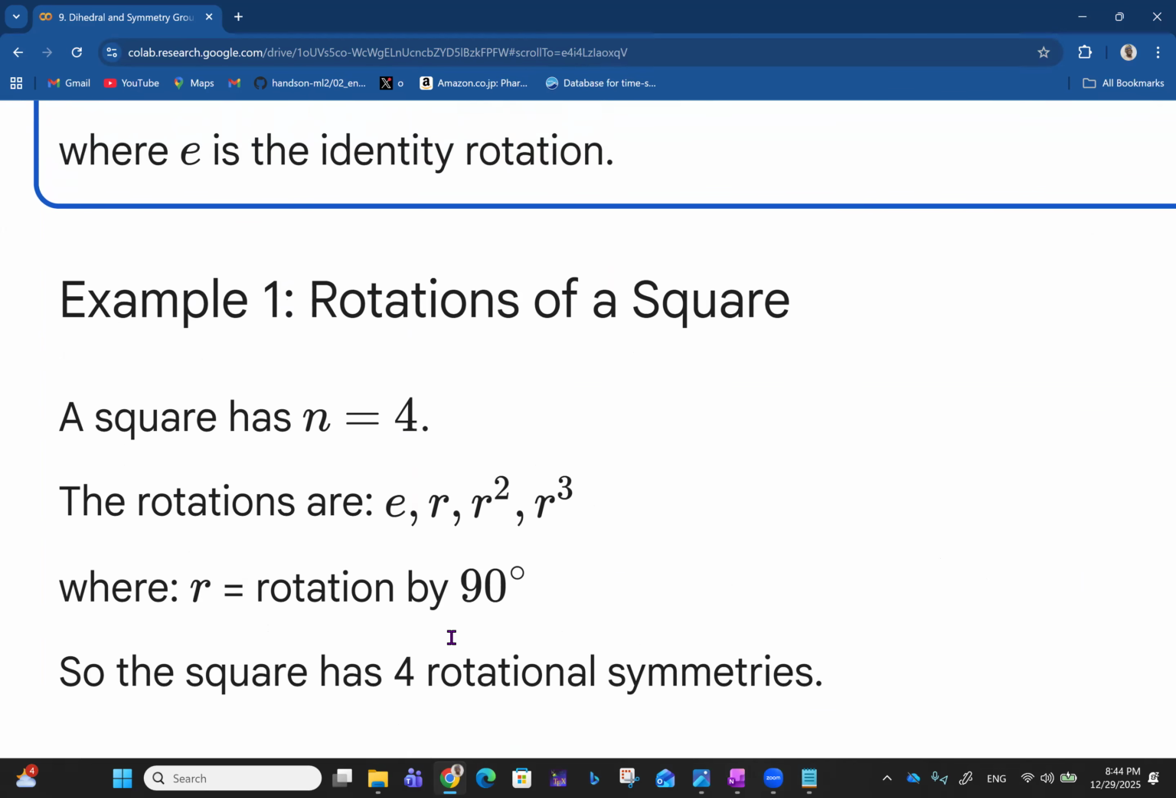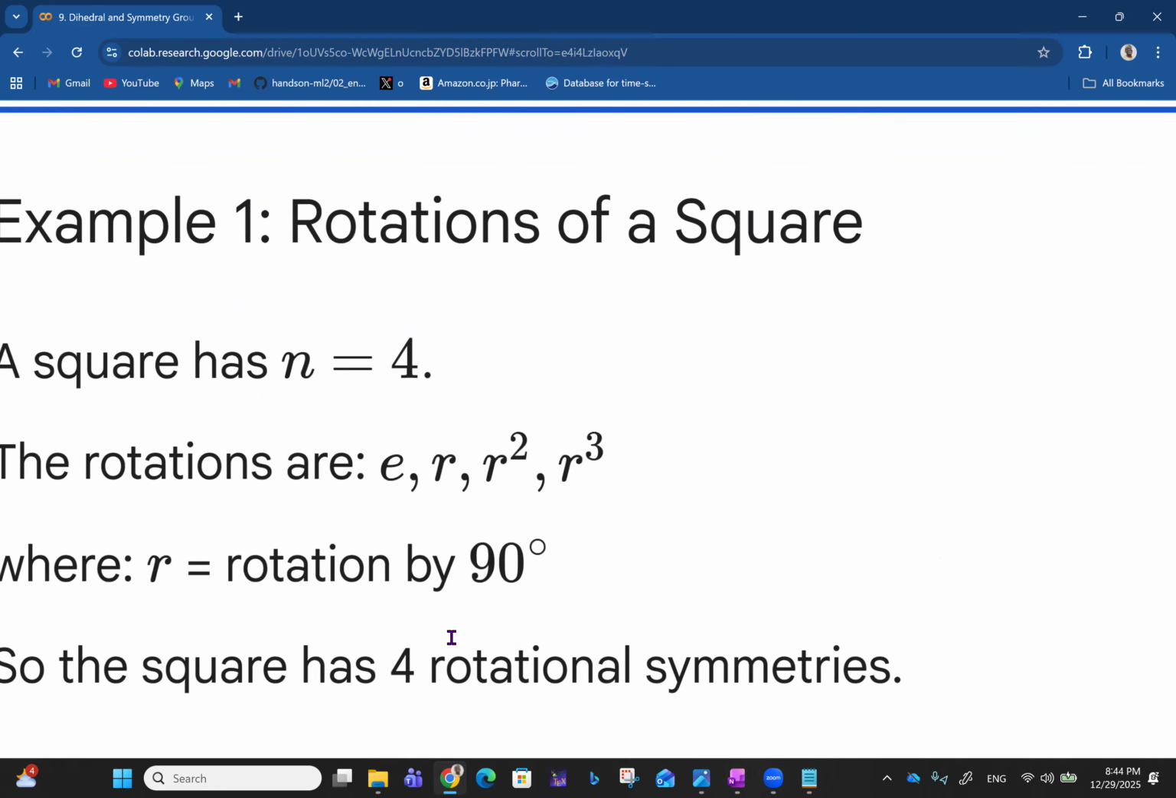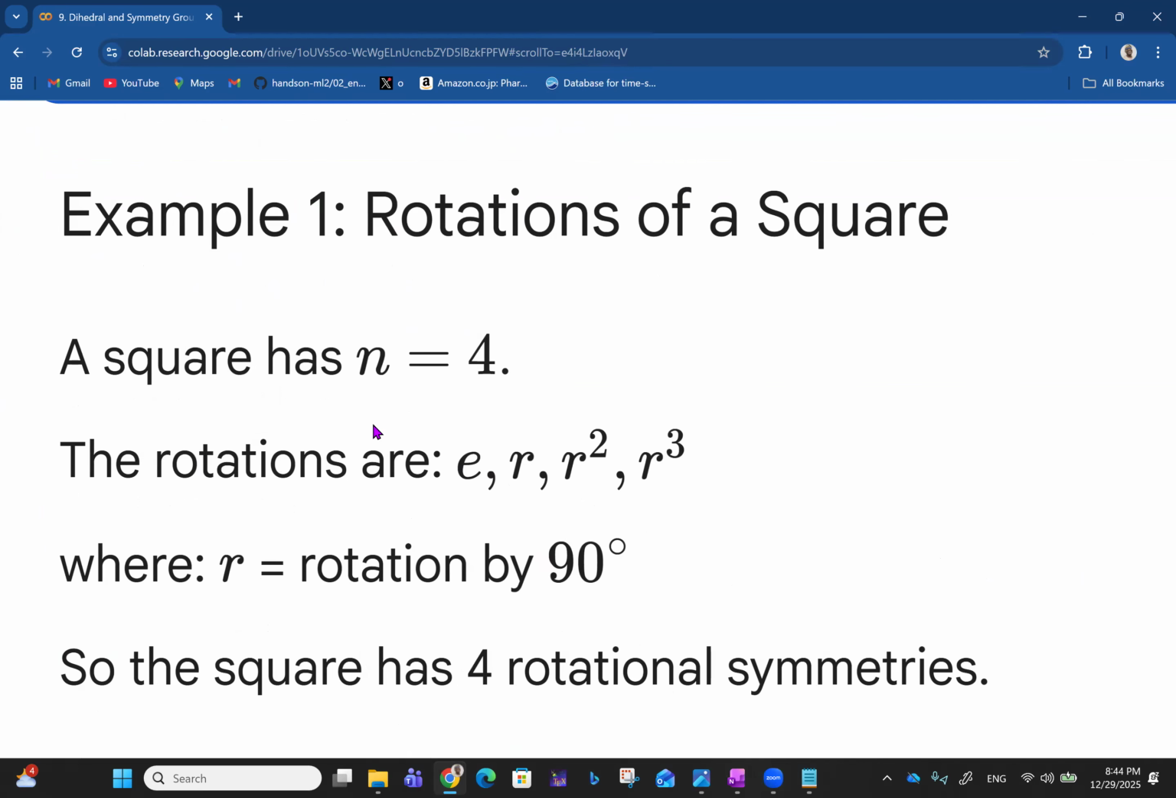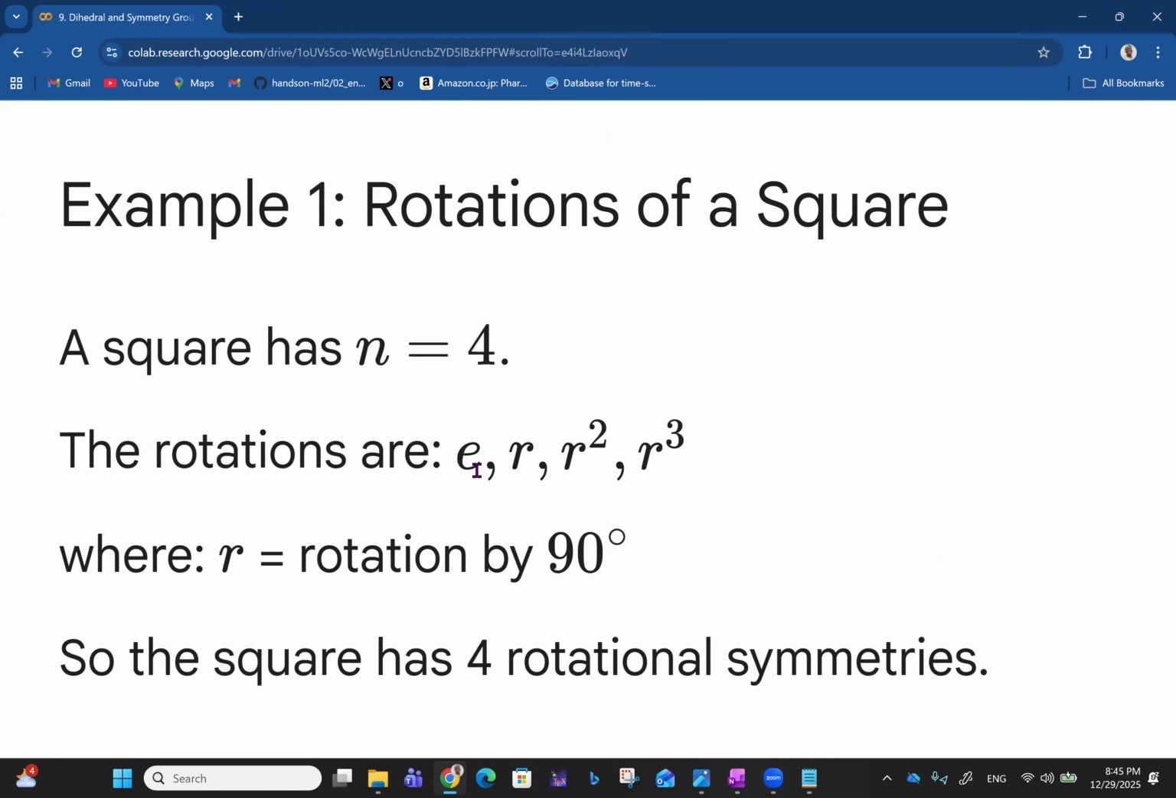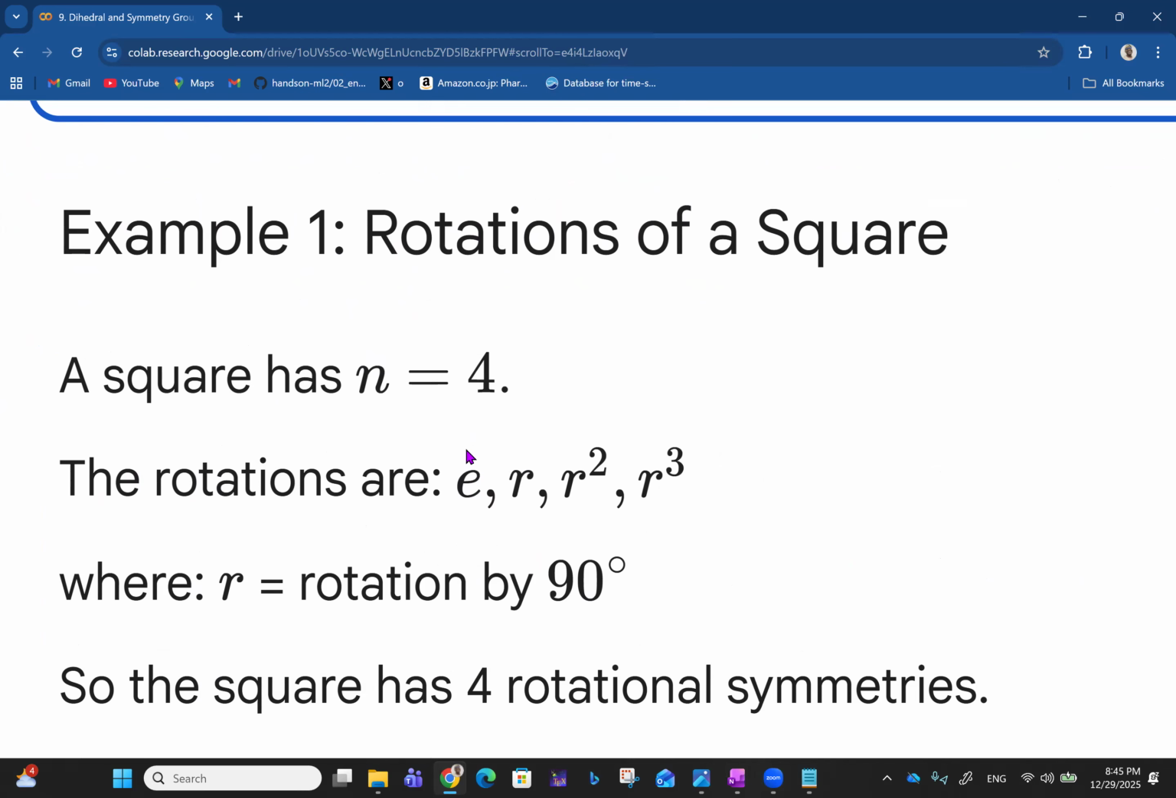So look at this example. It talks about the rotations of a square. Okay, a square has n equals 4 sides, as you know. So the rotations will be, based on what we have here, the identity, then R raised to power 1, R raised to power 2, and R raised to power 3. Okay, where R now is rotation by 90 degrees. So the square has 4 rotational symmetries.